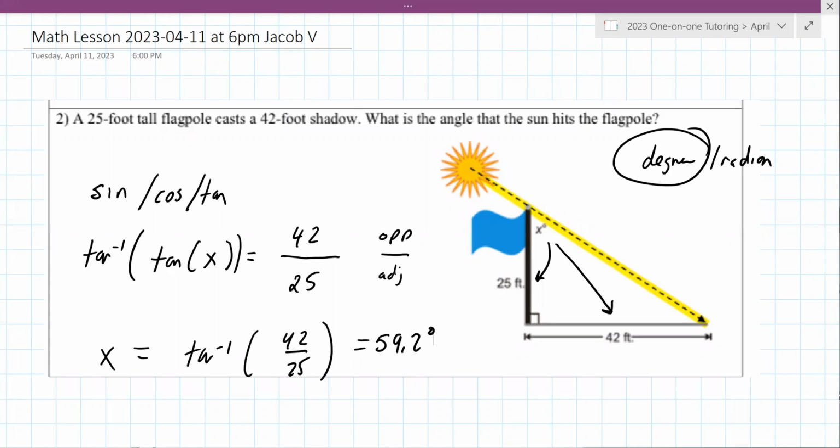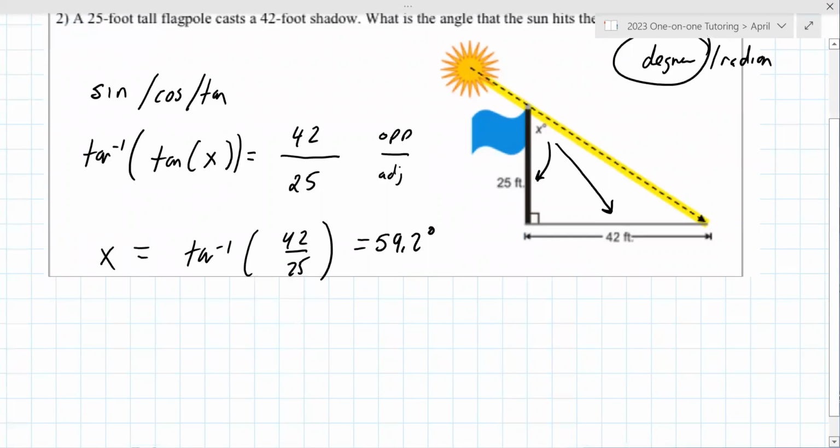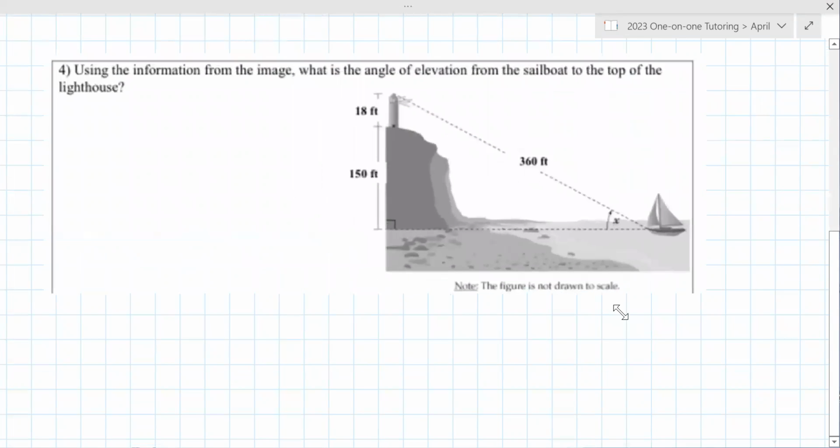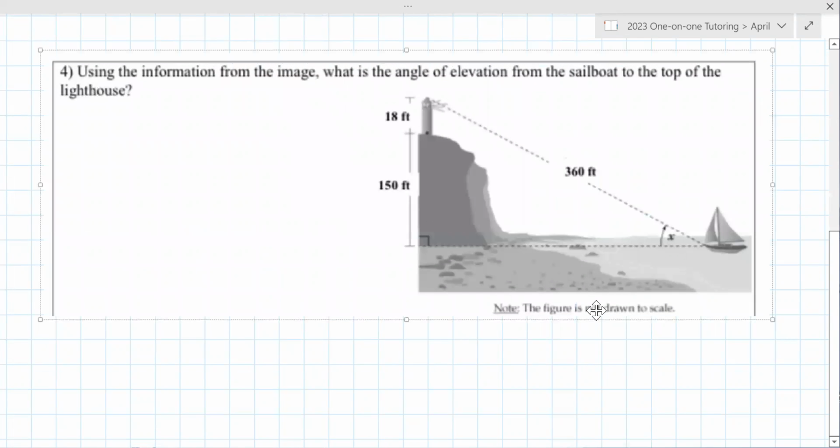That problem is not too difficult, I would say. Okay. Yeah. So let me give you another one here to think about. Then we'll move to some more difficult ones. All right, here we go. Using the information from the image, what is the angle of elevation?